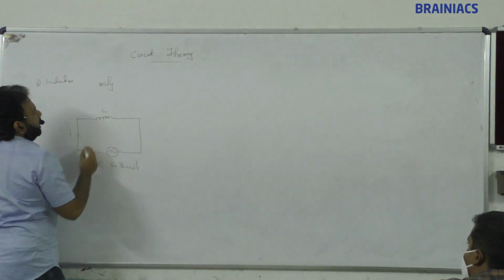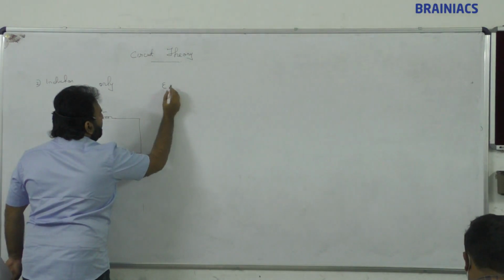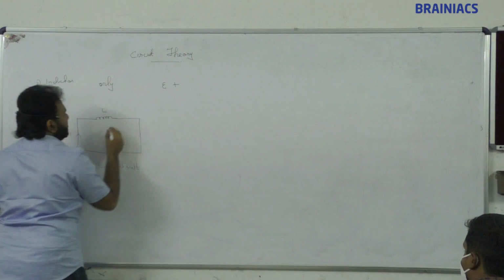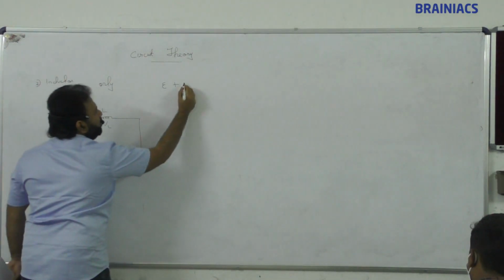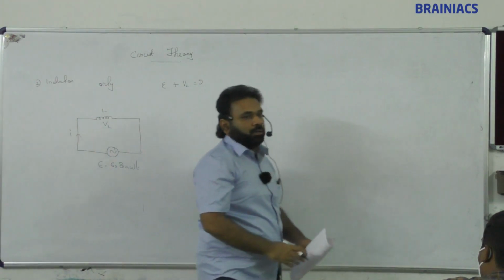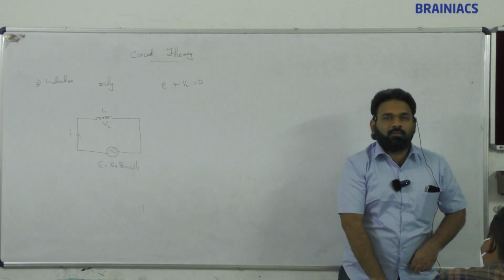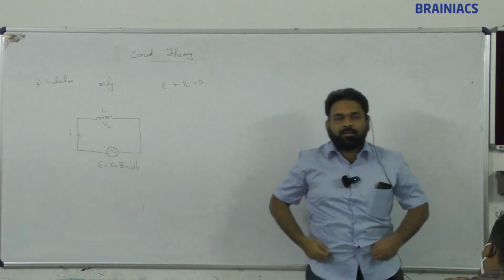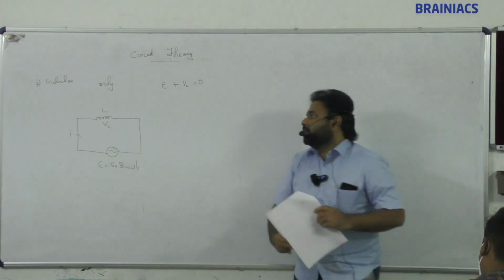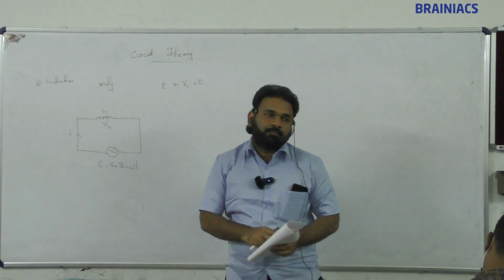This is the inductor. So the voltage E, this one, plus VL is equal to what? 0. Correct or what? Whatever voltage the source gives will be delivered where? It will be delivered in the inductor. Correct? So E plus VL is equal to 0. Now what is the voltage across the inductor?